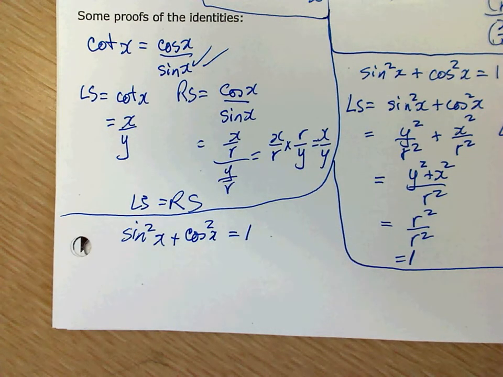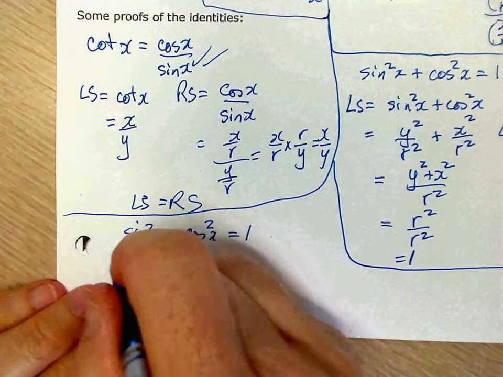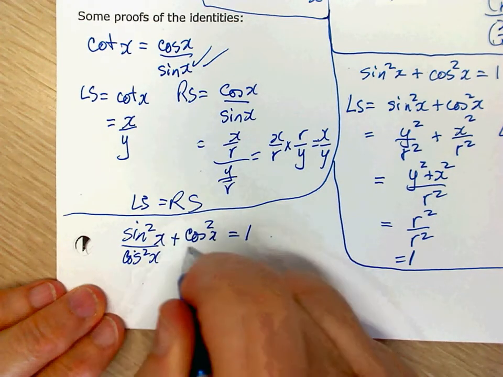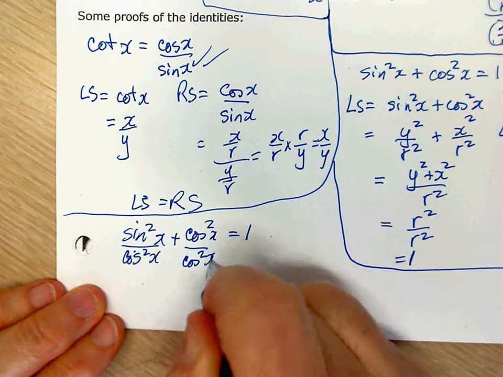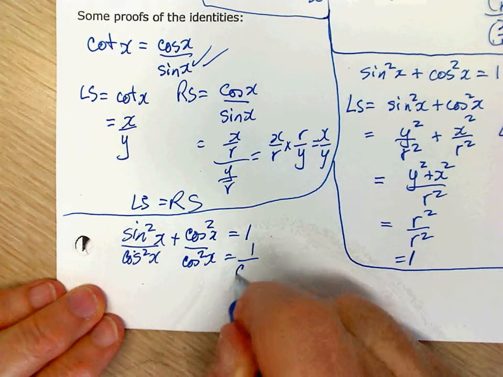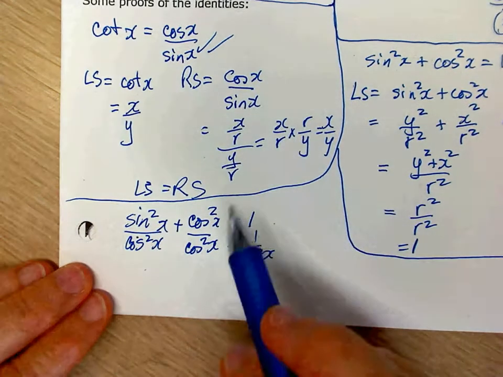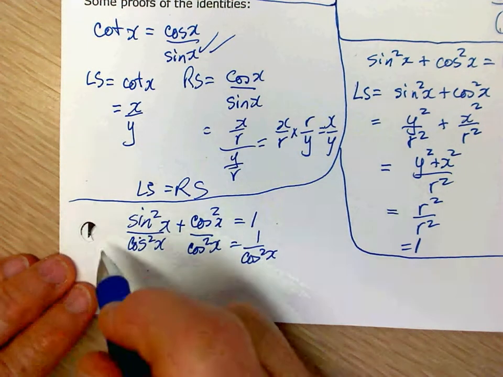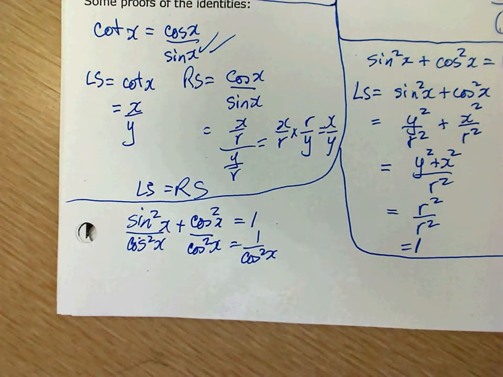Now, what would happen if I divided everything by cosine squared x? We divide everything by cosine squared x. Notice what I do to the left side, I do to the right side. I'm not changing the equation. I'm changing the appearance, or the form, of the equation, but I'm not changing anything in the relationship.